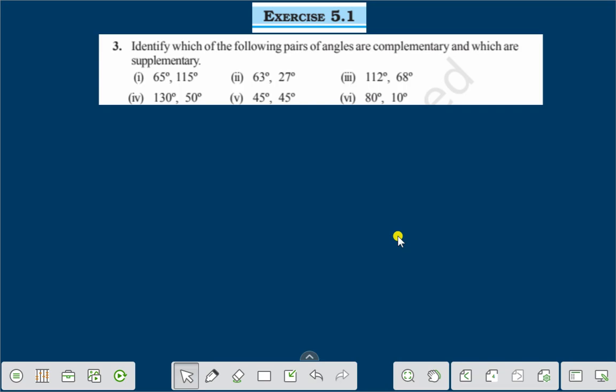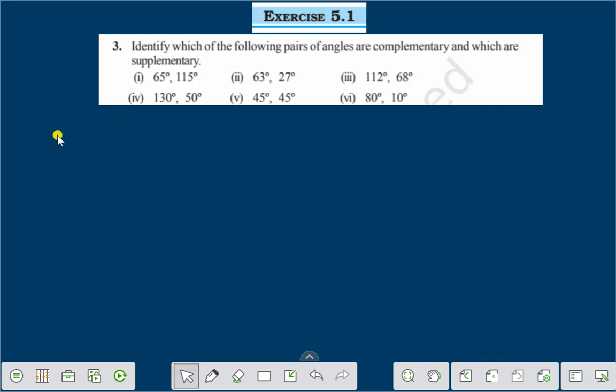Hello everyone. Today we shall discuss exercise 5.1 question number 3. Identify which of the following pairs of angles are complementary and which are supplementary. We know that if the sum of two angles is 90 degrees, then they are called complementary angles. And if the sum of two angles is 180 degrees, then they are called supplementary angles.